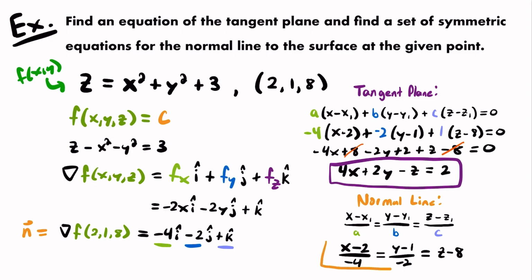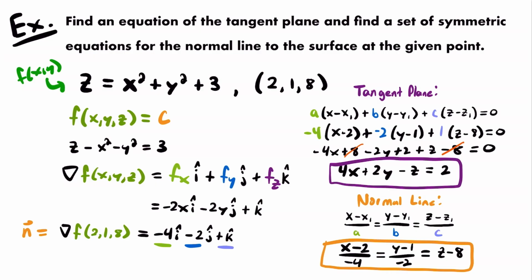Okay, and that right there would be a set of symmetric equations for the normal line to this surface at this point. Okay, and once again, as with the tangent plane equation, these are not the only correct answers, which is why the problem says to find an equation and find a set of symmetric equations, not the equation or not the set of symmetric equations.